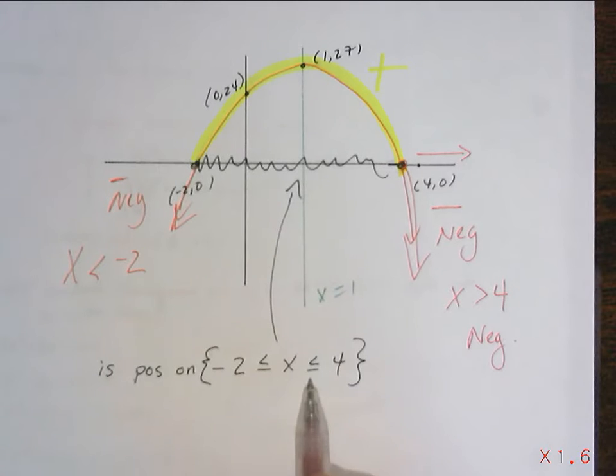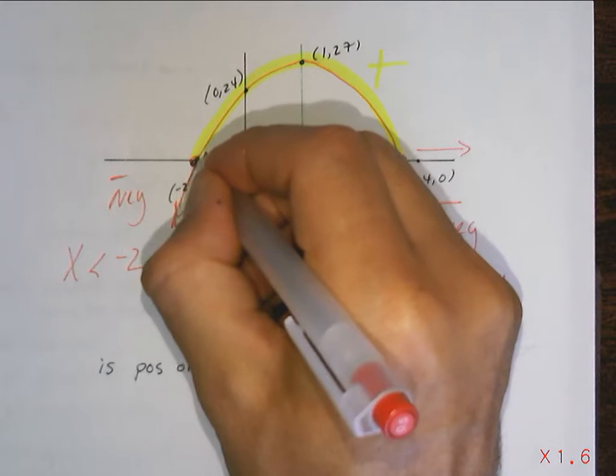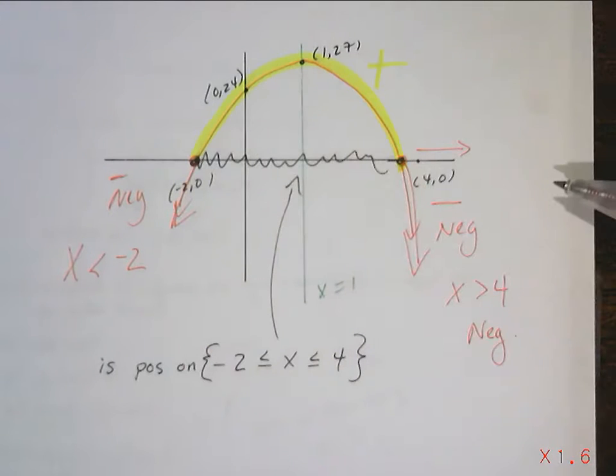Now, I want to make something a little bit clearer. Do we really think that this should be less than or equal to and greater than or equal to? Is x really positive right here? Is 0 positive or negative? It depends on your definition, right? 0's neither positive nor negative. Some people consider it to be positive.